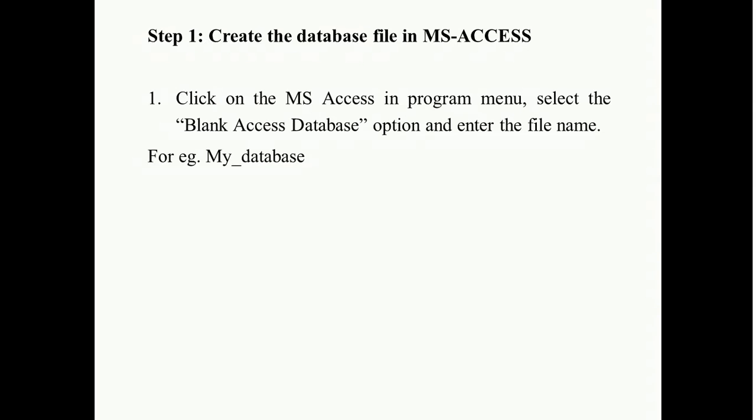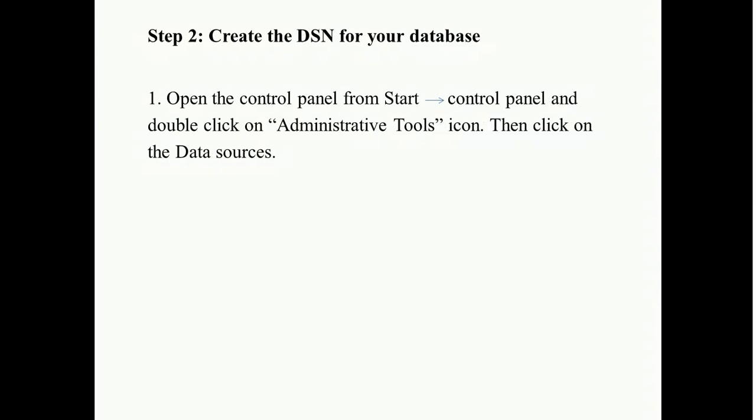First step is create the database file in MS Access, and for that first click on MS Access in the program menu and select the blank access database option and then enter the file name. For example, my file name is my database, so my database is the database file in MS Access. So in the first step, create the database file in MS Access. Then in the second step, create the DSN, that is a data source name, for your database.